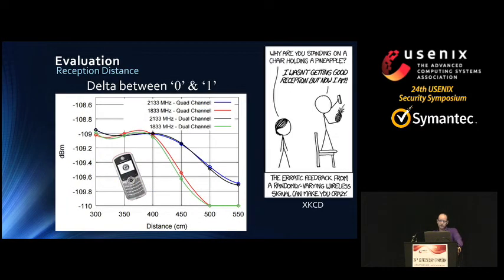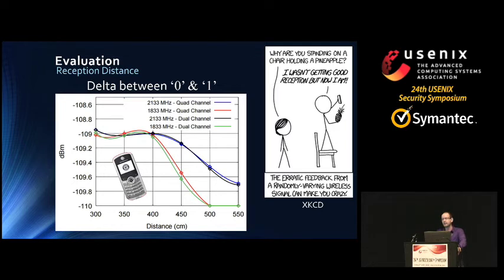Here we're looking at the delta, in other words, the difference between the 0 and 1. And we're looking at the impact of different memory architectures, quad channel or dual channel, and the different clock speeds. We found two interesting observations. First, more channels, in other words DDR3 as opposed to DDR2, provide a better signal strength. And the higher clock also provides a better signal strength.